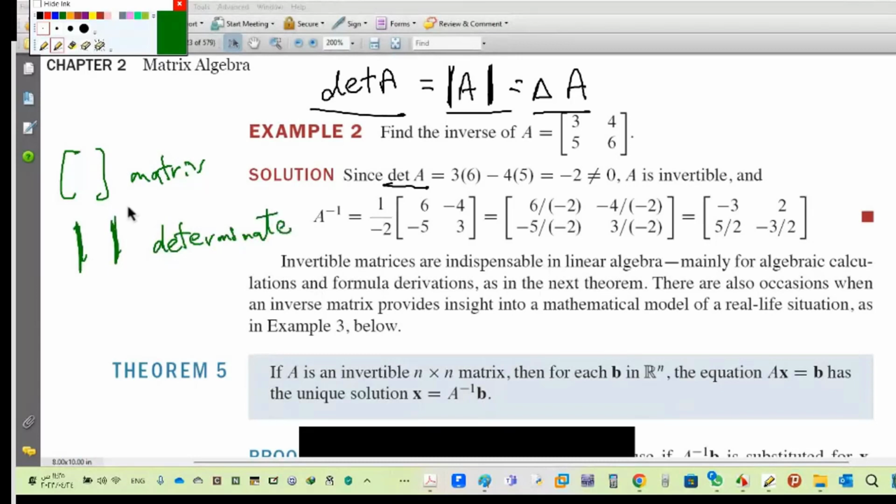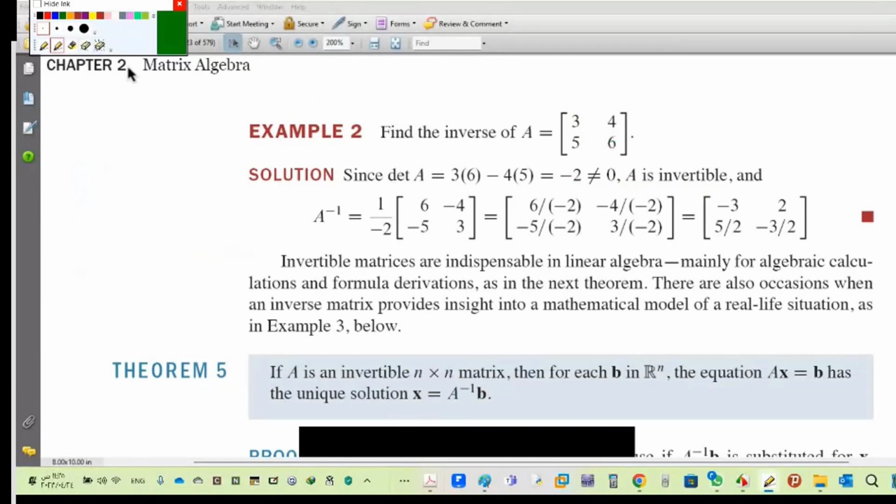If you change, that means 0. Wrong answer. Now, determinant: 3, 6 minus 4, 5. It's minus 2. It's not equal to 0, so A is invertible. Then 1 over minus 2, change the position for this, change the sign, then calculate. Clear?